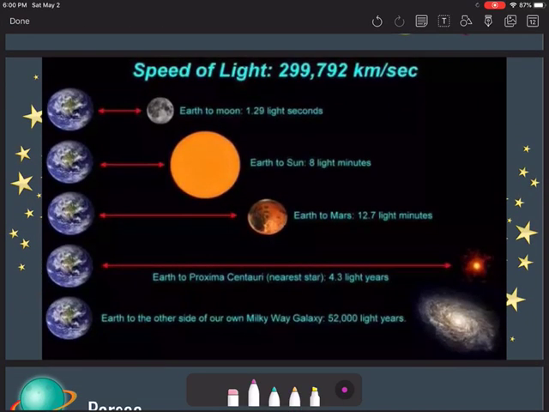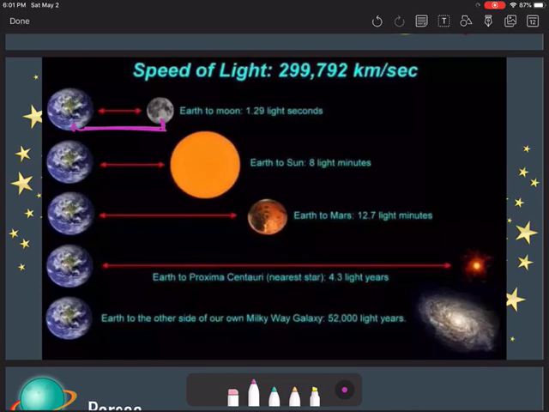If we're just trying to look at how far light will travel, just again for reference, from Earth to the moon, if we want to see the light that's reflecting off the moon on Earth, it takes 1.29 light seconds for that light to travel to Earth. Or that's the distance between the Earth and the moon. The distance between the sun and the Earth is 8 light minutes. So light takes 8 minutes to travel to Earth.